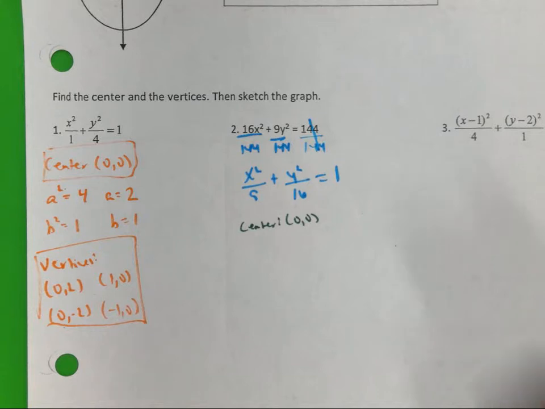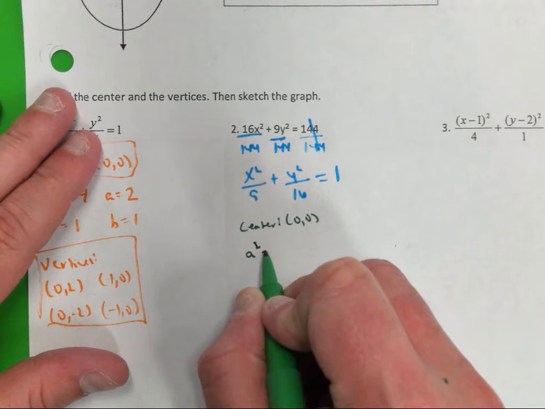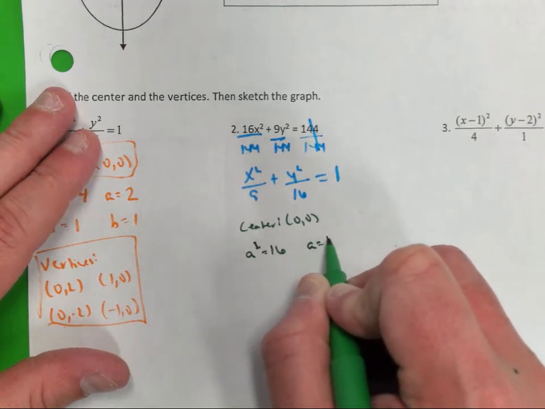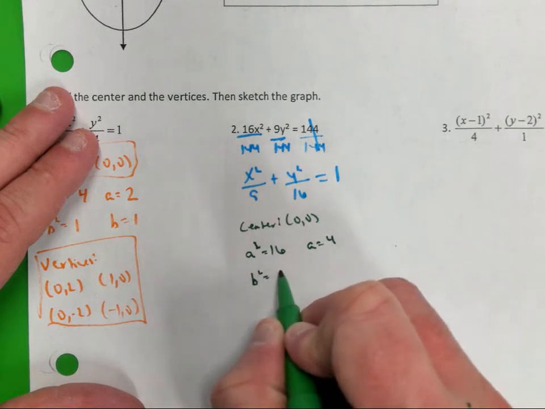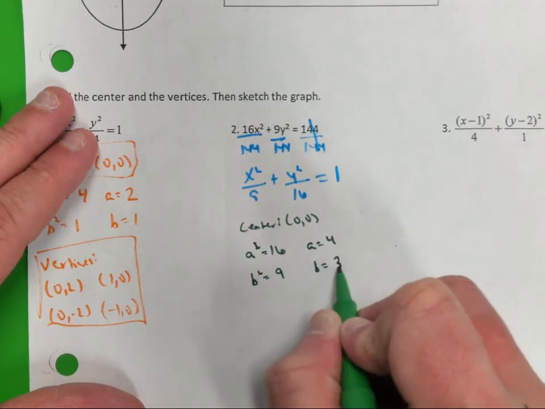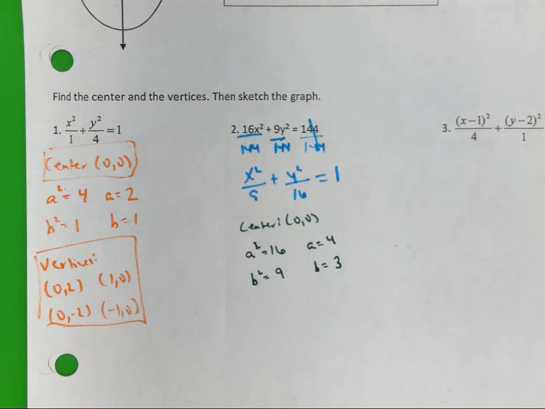Now, you said it's going to be vertical. That's right. So what's my a squared equal to? 16. So what is a equal to? 4. B squared is equal to 9. B is equal to 3. Now, yes, you can put plus or minus 3, plus or minus 4. That reminds you to go right, left, up, and down, but that's okay. I'm not going to be that particular on it. I'm just worried about your vertices. All right, let's graph it.